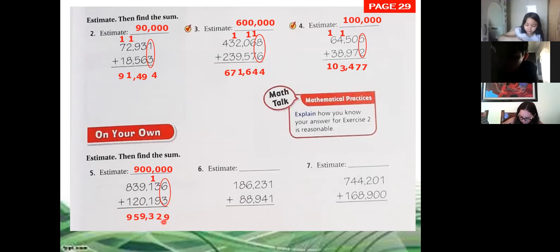329. 3,000. Are you sure about the number 3 in the thousands? 300. 329. 905. No, 900. 959,329. 300. Excellent, you're getting better. 959,329. Excellent. Now, if you see the estimate, it's close to this number. Now, let's find the other one, the number 6.